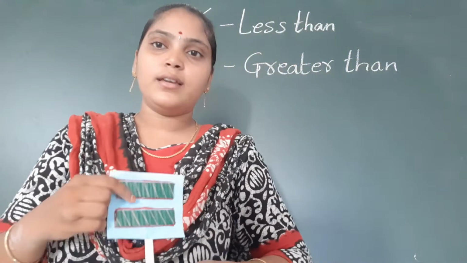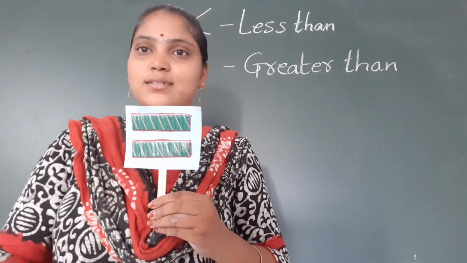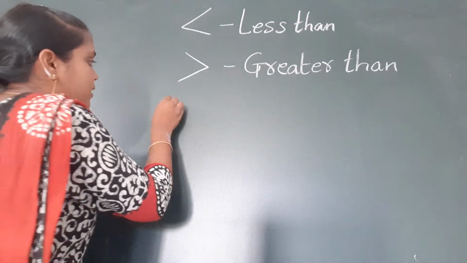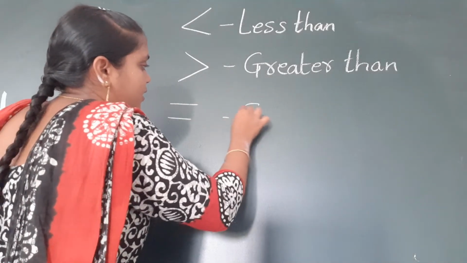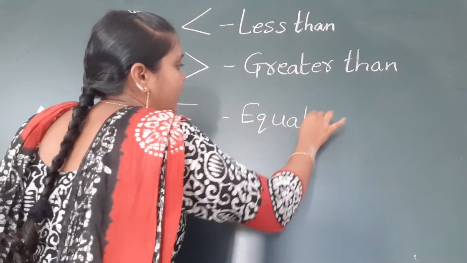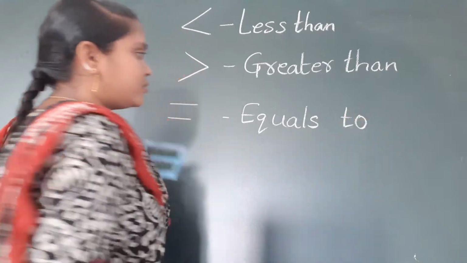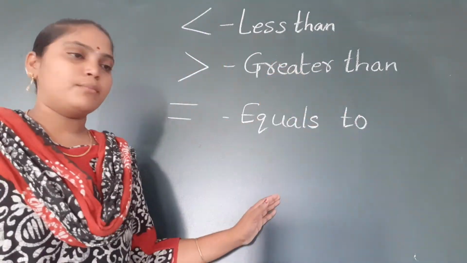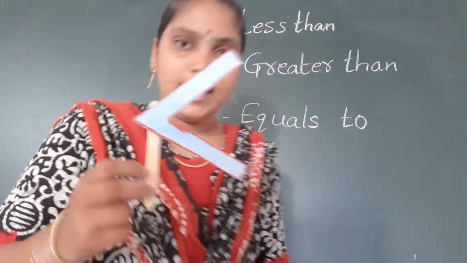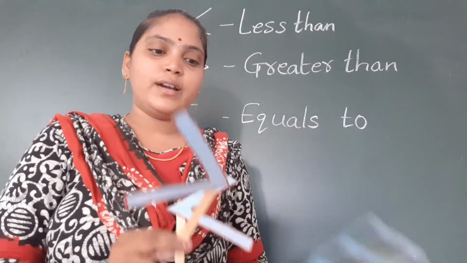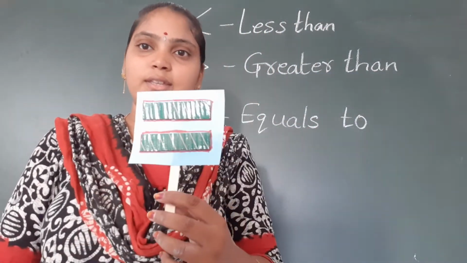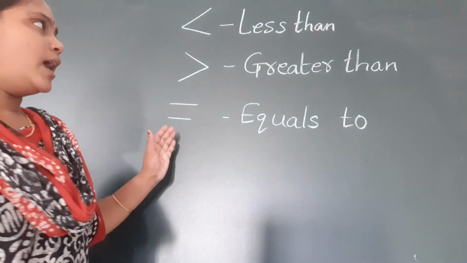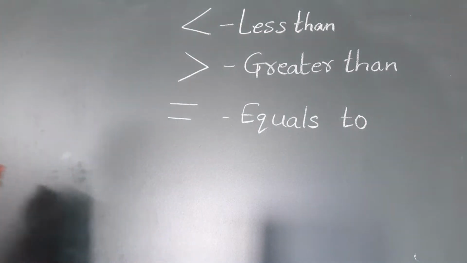And the third symbol, yes children, this is the equals to symbol. What symbol is it? Equals to. E-Q-U-A-L-S, T-O, to. It's the equals to symbol. So when we compare two numbers, we have to use these three symbols. First one less than, the second one greater than, and this is equals to. You have to remember these three, children, and how we use these symbols we will discuss now.